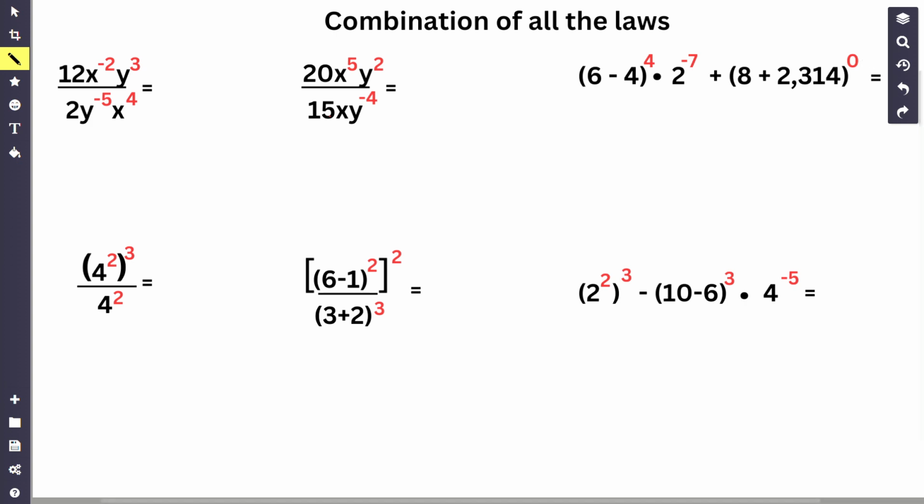Okay, so now let's try combining all of the laws of exponent that we have learned. So let's have our first example. We have here 12x raised to negative 2, y raised to 3, all over 2y raised to negative 5, x raised to 4.